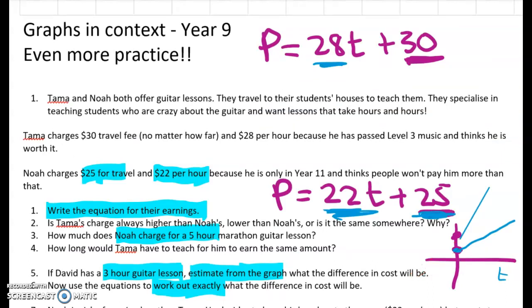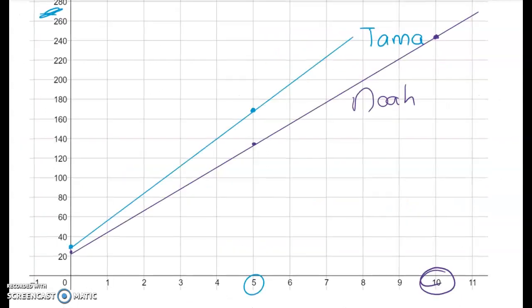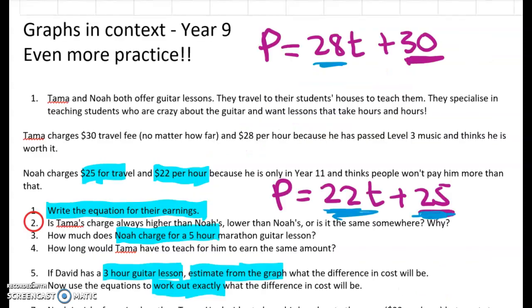Okay, guys, so now you can see from the graph as well as from the algebra the answer to number 2, that Tama's charge is always going to be higher than Noah's. So we had the bad graph drawn there. Now you can see on this graph here, the blue line for Tama is always above the purple line for Noah, because both the y-intercept and the gradient are higher. That won't always happen.